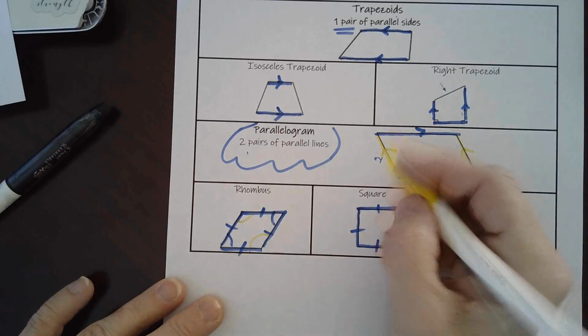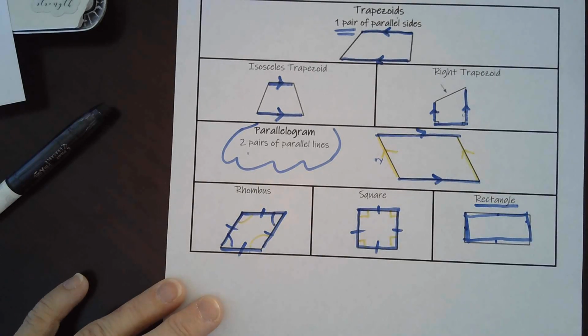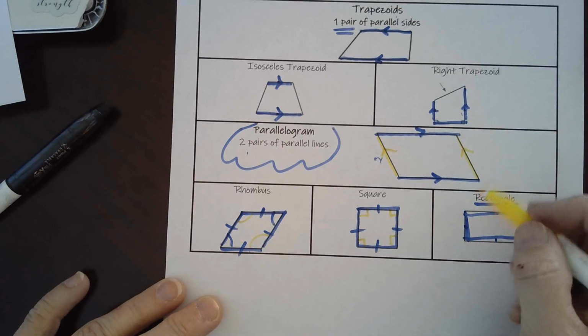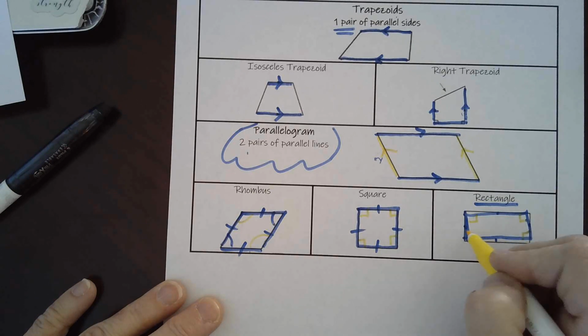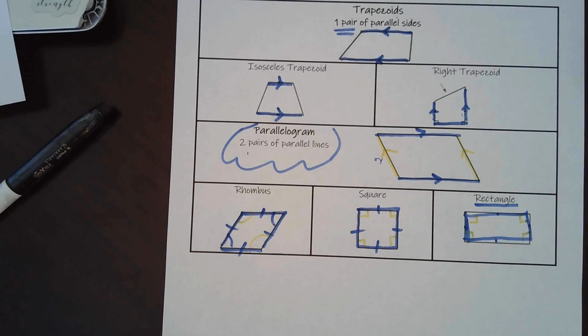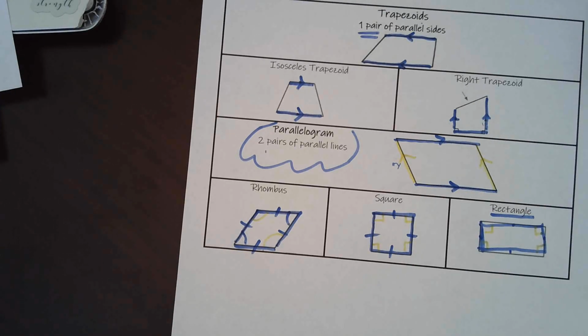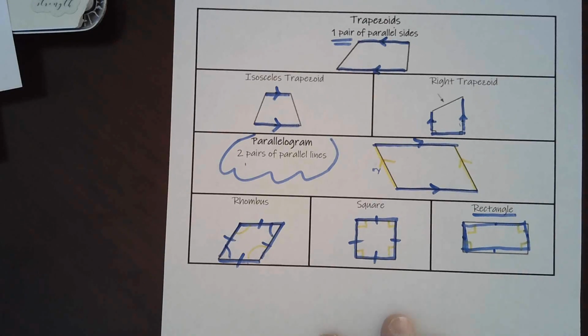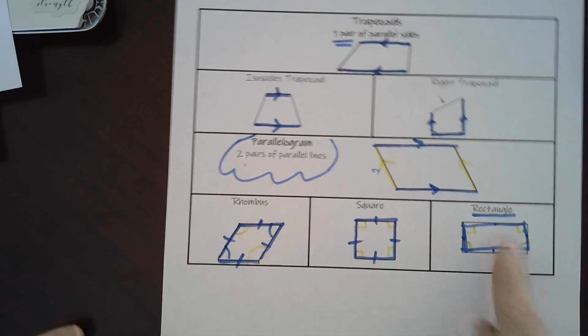But in a square, the four angles are 90 degrees. As in a rectangle, the four corners are right angles. So that's going to get us started for Unit 5. And in the lessons that follow, we're going to focus on parallelograms, rhombuses, squares, and rectangles.